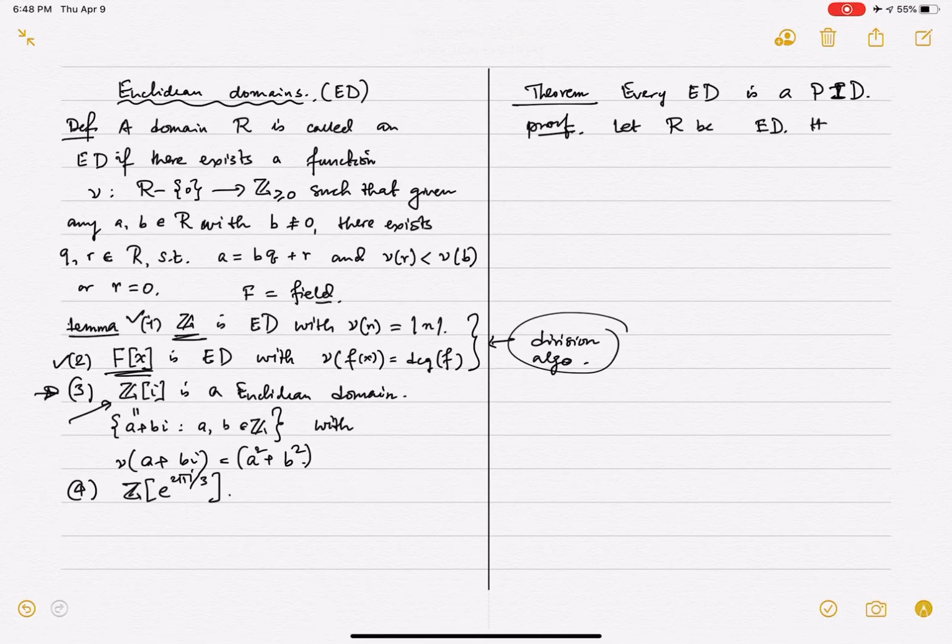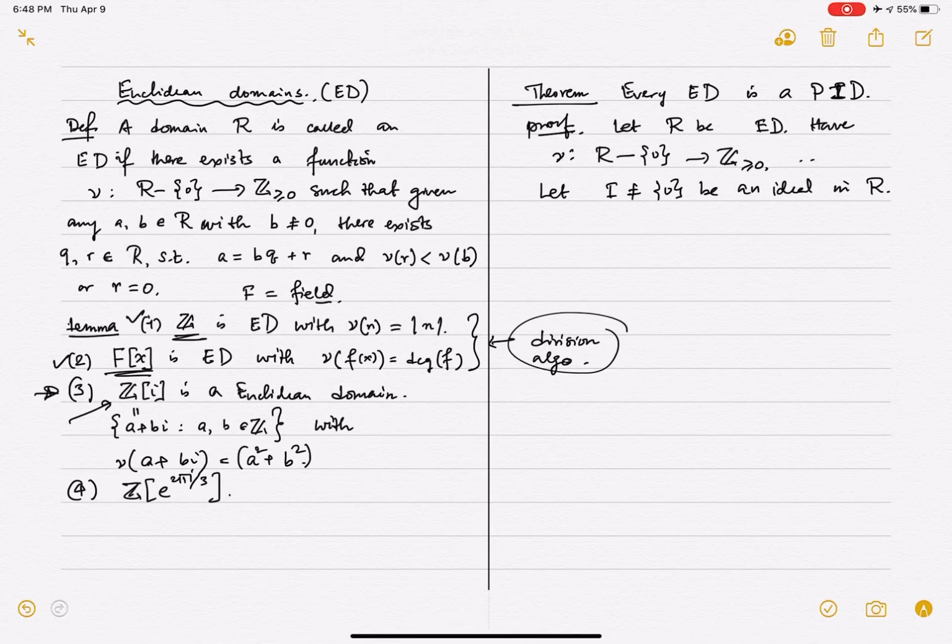So we have this function nu from non-zero elements to non-negative integers satisfying our property. And now, what do I have to show? I have to show that it's a principal ideal domain. So you take a non-zero ideal and you try to find a generator. Let I not equal to 0 be an ideal.